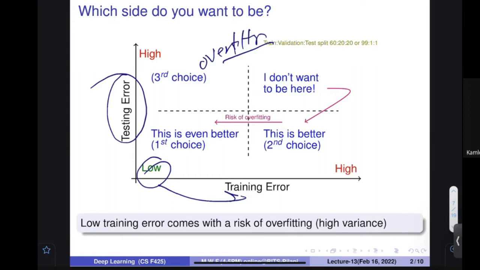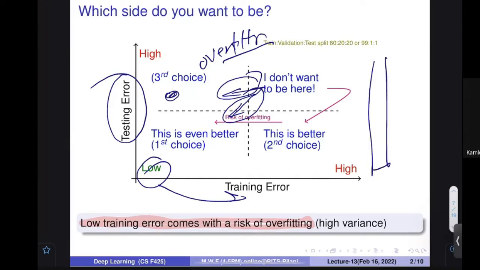So low training error comes with the risk of overfitting, as we have seen. When you are going to reduce this, you can go in both directions. Whether you are going in this direction or this direction, you may not always be aware. Based on your setting, sometimes you end up reaching this particular place only. So you have to take the help of validation data to move in the right direction.